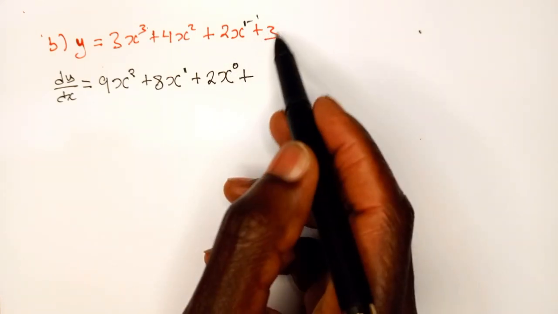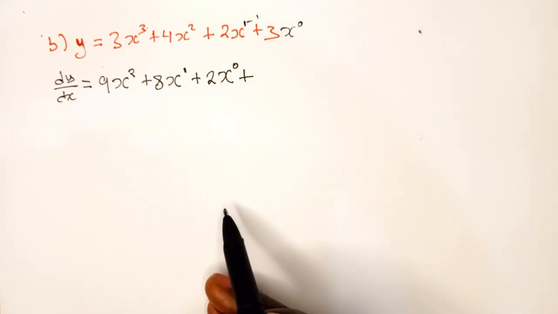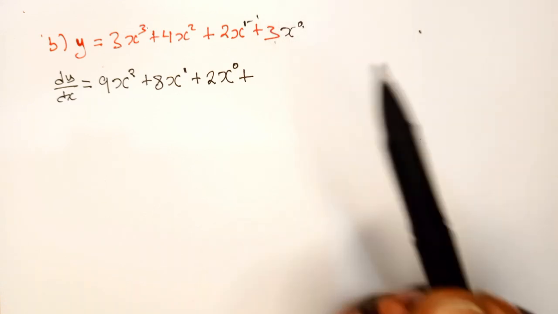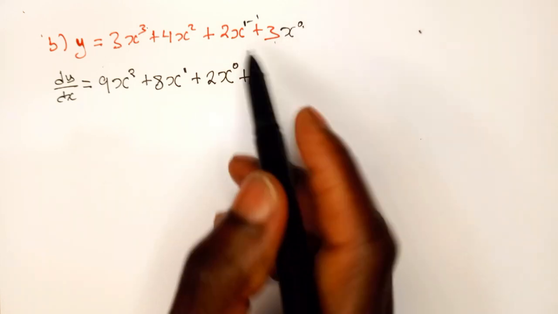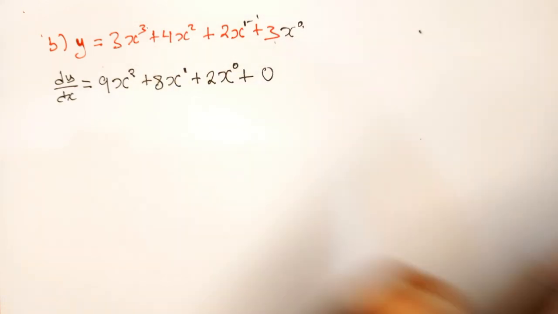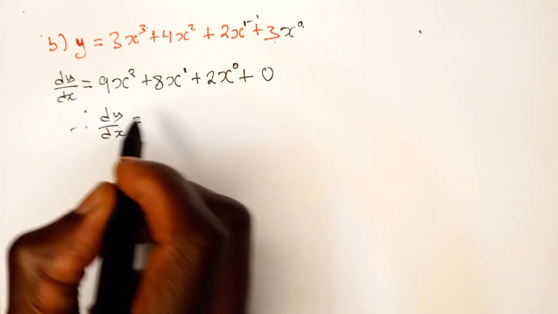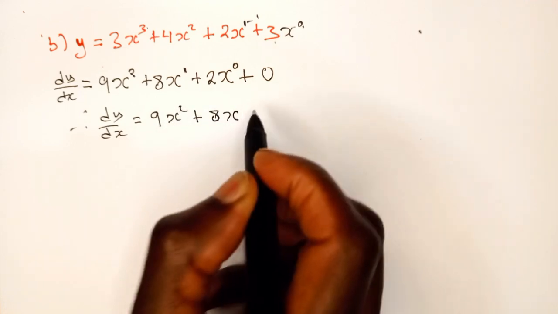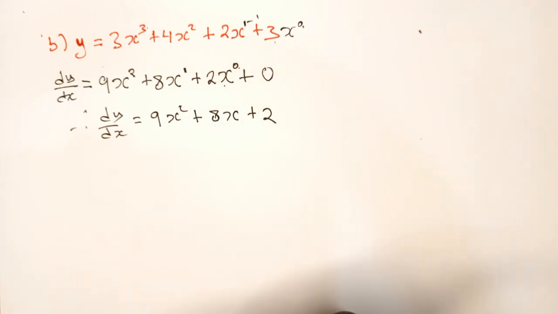plus this one, when it is 3, it means it was x raised to 0. So 0 times 3 is 0, and if you multiply anything by 0 it is 0, so that one disappears. So therefore our dy/dx is simply 9x squared plus 8x plus 2. X raised to 0 is 1, so therefore you remain with 2.